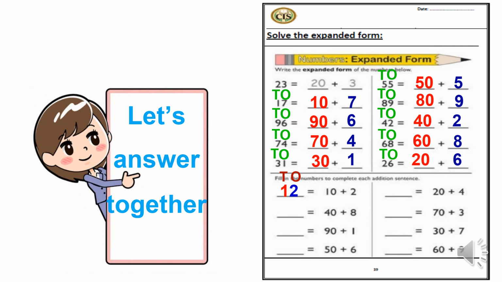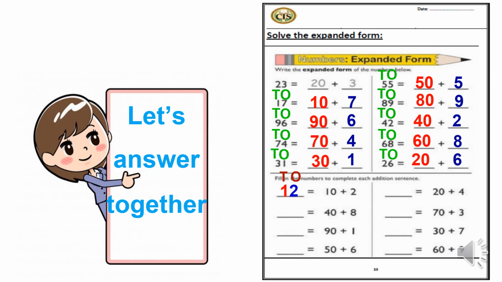Okay, if we go backward, look, 2 in ones. So it will be 2. 10, we have here 10. We can put 1 in tens. Okay, let's see the next one.